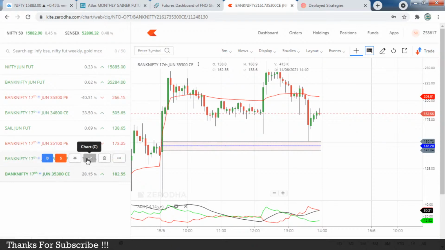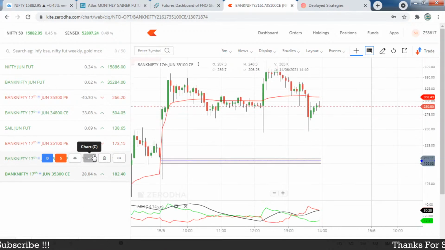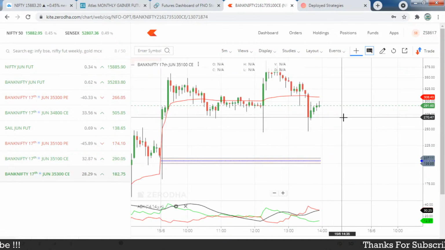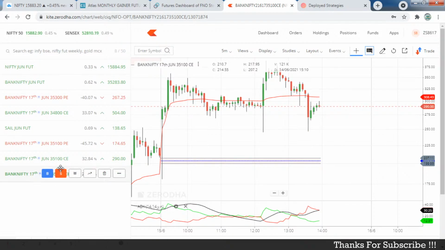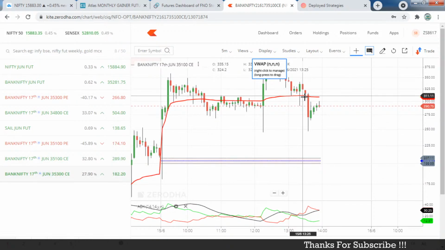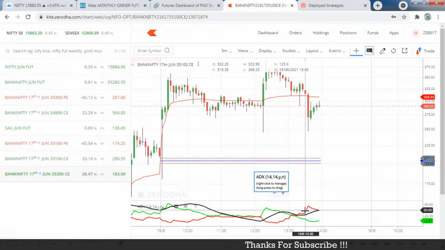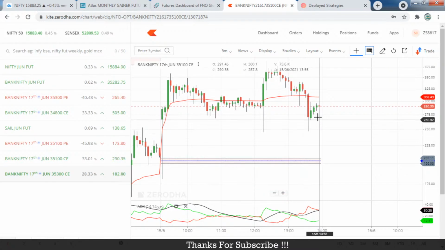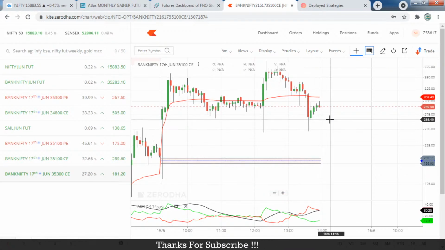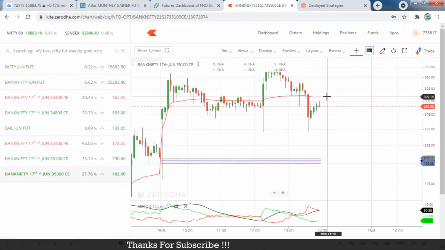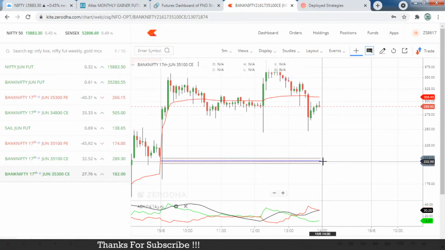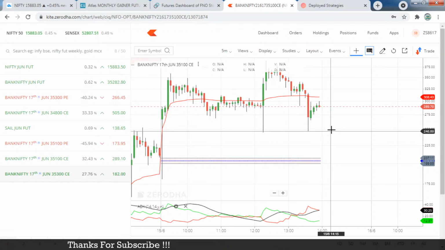So let's check the 35,100 call option. This also has a little higher premium because it is in the money. We see the premium is down, but we are checking here somewhere around this signal, which is a selling signal. This premium is trading around 288. Whenever it reaches nearby 309, we can go for a sale, right?